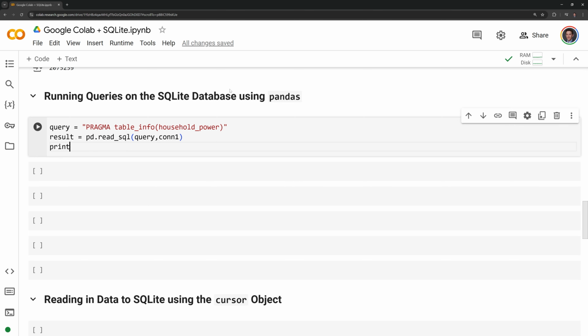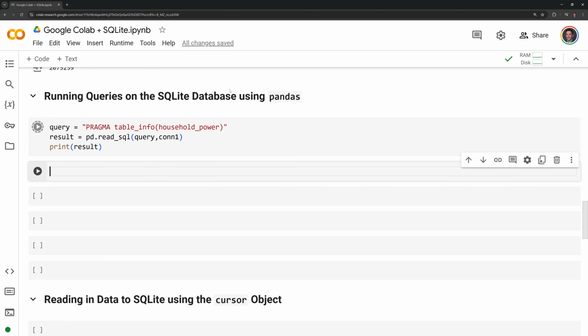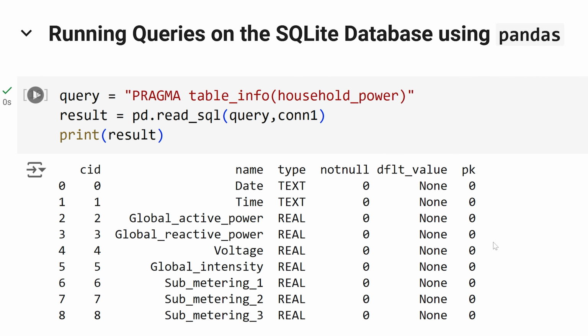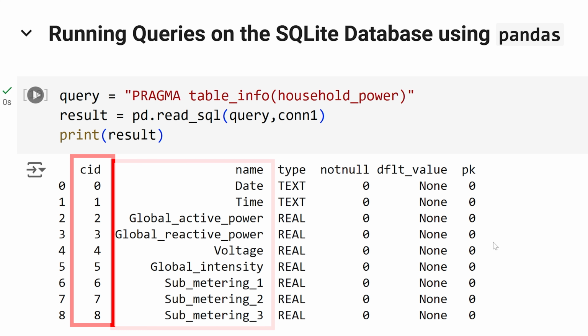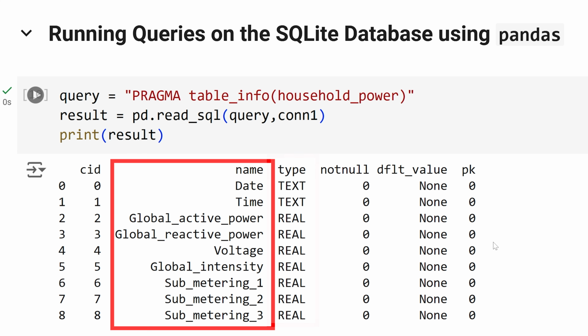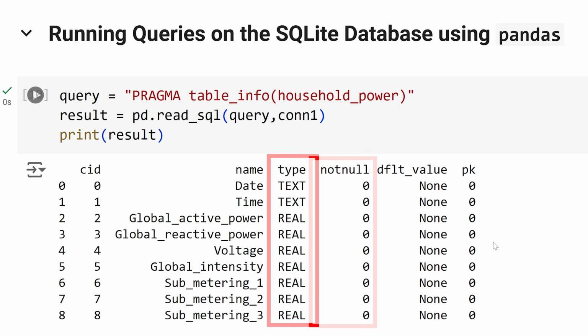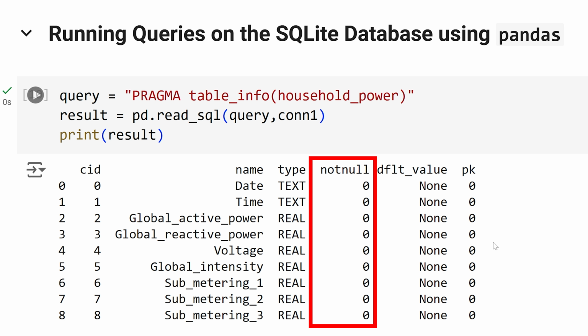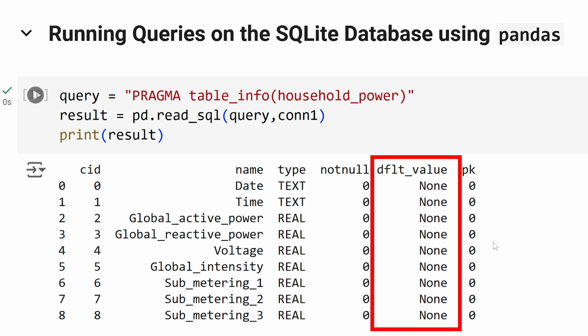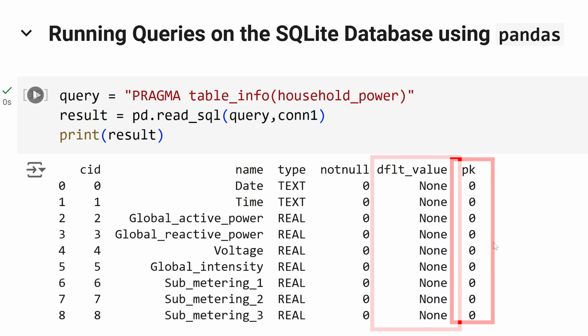I will print out the result, and I am going to run the cell. We have our output here. CID is the column ID, name is the name of the column, type is the data type of the column. Not null indicates if the column has a not null constraint, 1 if not null, and 0 if it allows nulls. DFLT value stands for default value, and PK indicates if the column is part of the primary key, 1 if it is part of the primary key, and 0 if it is not part of the primary key.